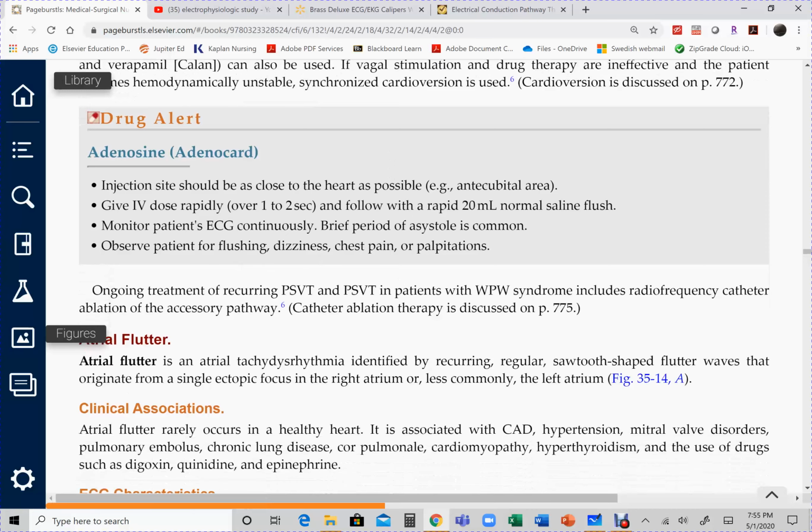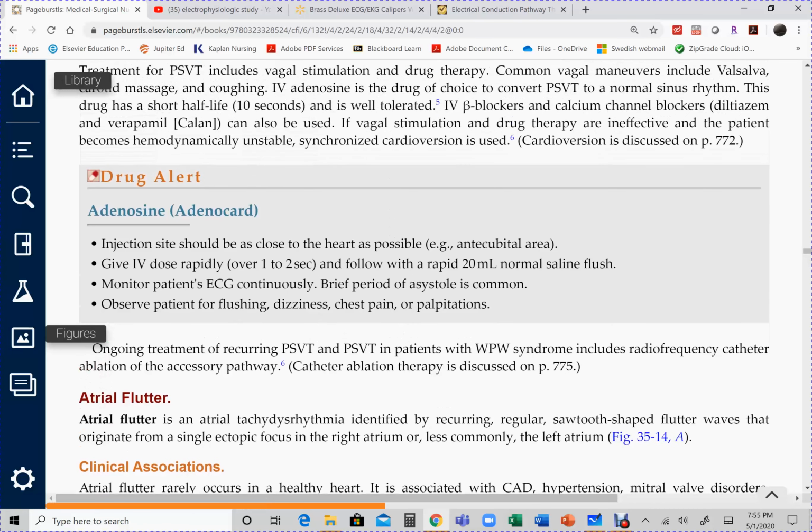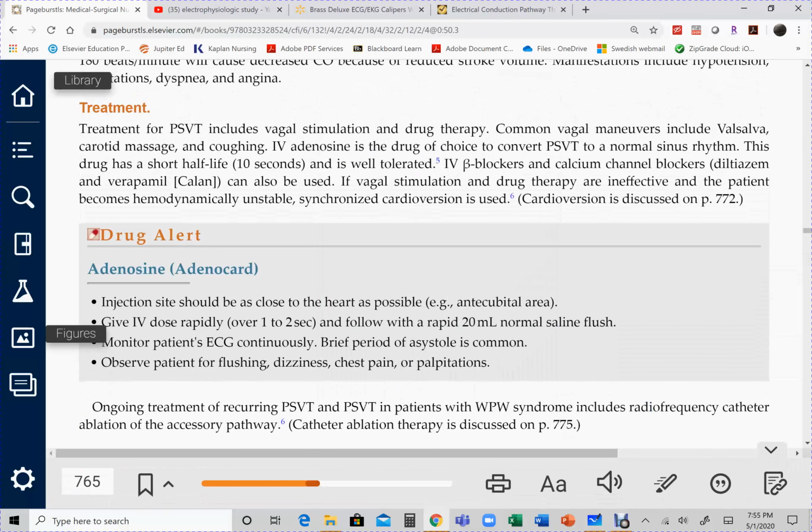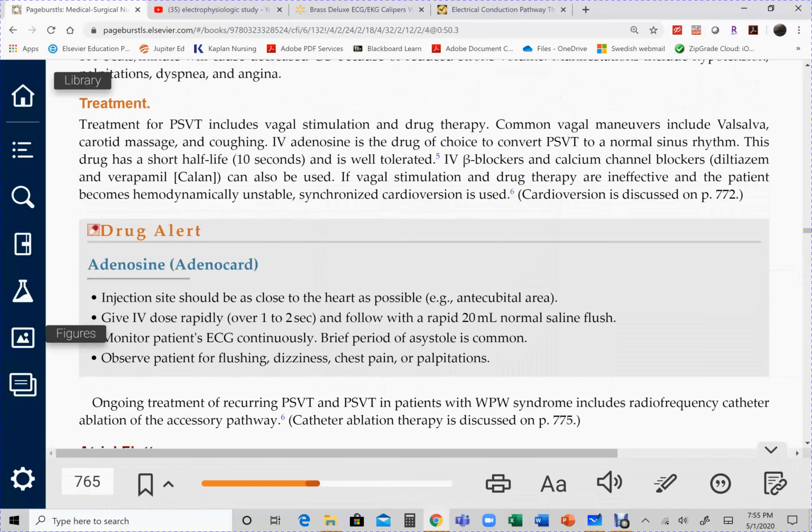However, this is not a very safe drug. Look at what happens. There will be a brief period of asystole, meaning the patient will flatline, okay, for a few seconds. Problem is, what if it doesn't come back? So this has to be done with emergency equipment available, right? So if it doesn't come back, then be prepared to do CPR, right?